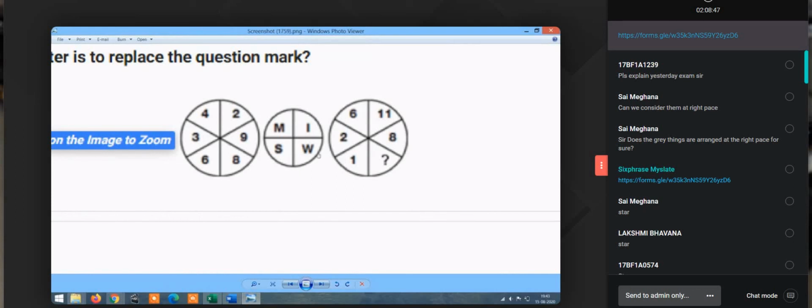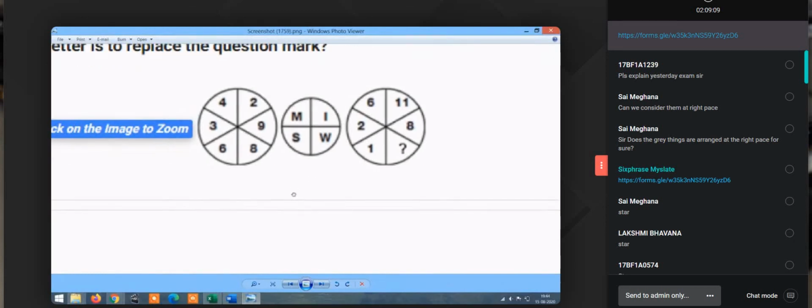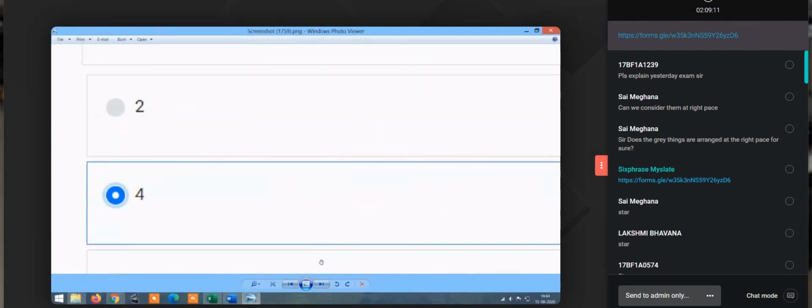So this is 9. W will be 23. So for W to be 23, you have to take this 11, 8 and this question mark, add them together, and the total should be 23. So 11 plus 8 is 19. 19 plus what will give you 23? 19 plus 4. So that is why option 4 is the correct answer.